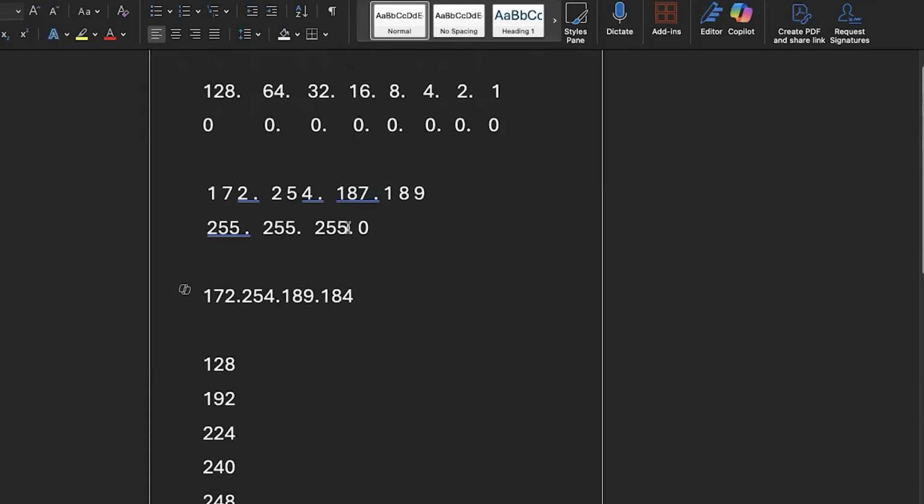All the bits in this 255 that correspond to this 187 are turned on, so what does that mean? It's part of the network. This 189 is 0, so what does that mean? It means any number after this 187 is a specific host on the network. So your network ID is 172.254.187.0. 255, because you always have to list the subnet mask. They go hand in hand. 255, 255, 255, 0.